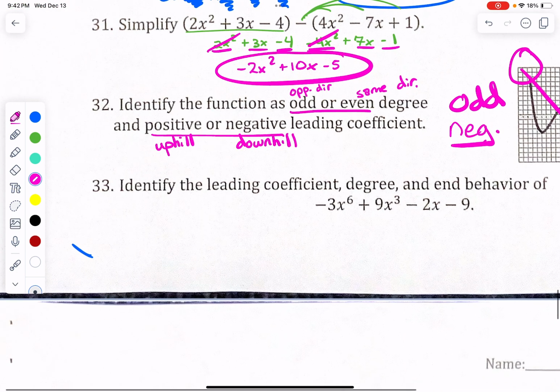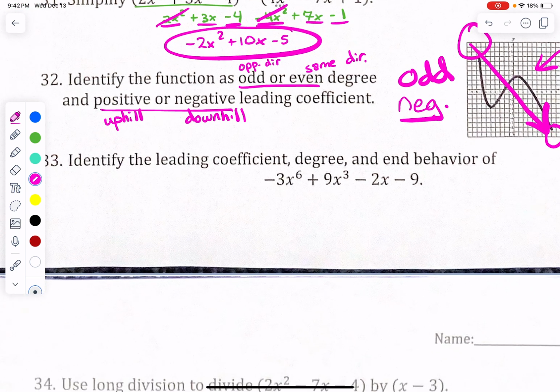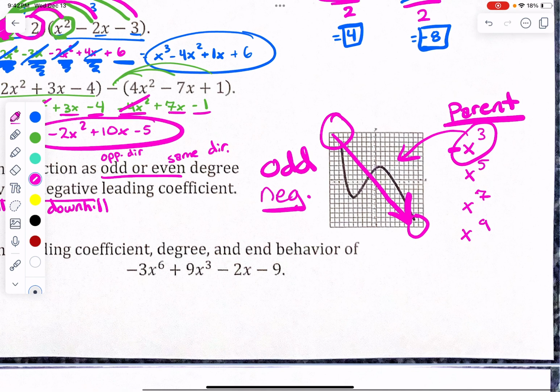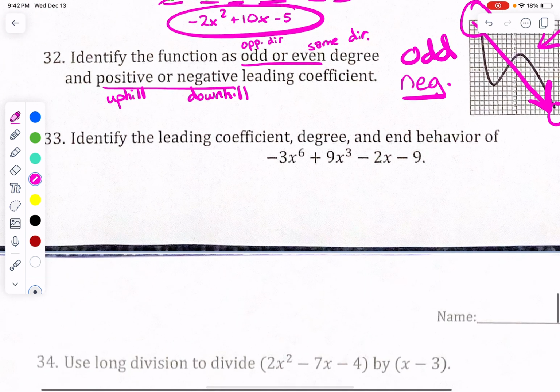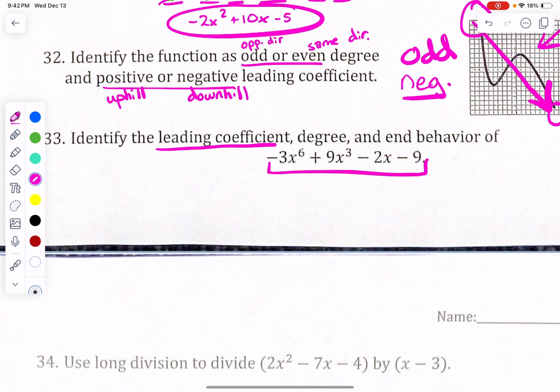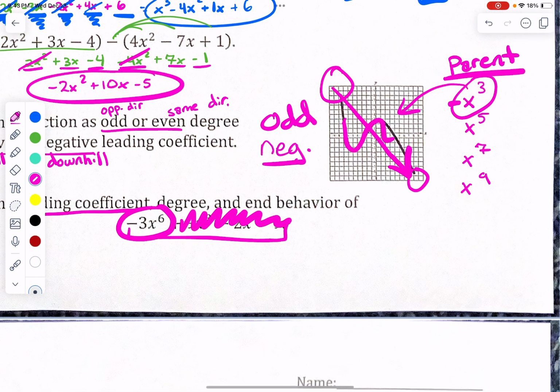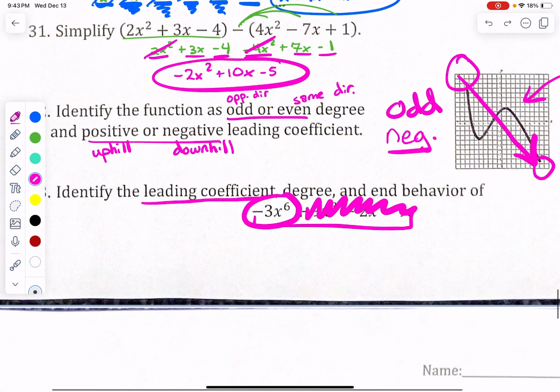Okay, this one asks to identify the leading coefficient, degree, and end behavior. So this is kind of doing the opposite of what we did there, right? First thing I'm going to do is make sure that this is in order. So x to the 6th power is my highest one. Yes, so he's in order. I'm looking at this first piece. I don't even care about anything that comes after that. All that stuff is doing is making extra loops and humps in my graph, right? That's all that extra stuff does.